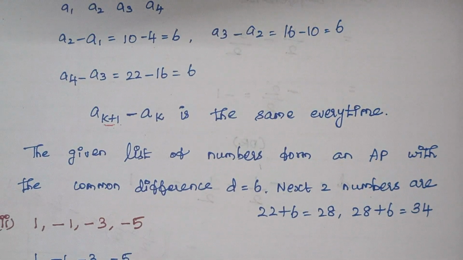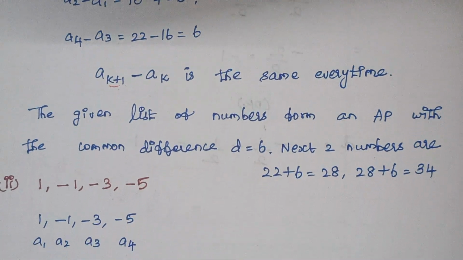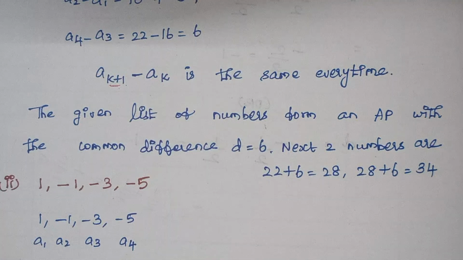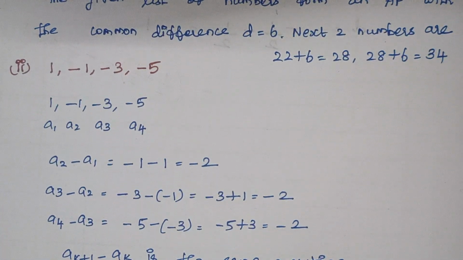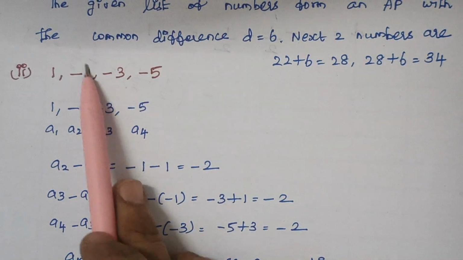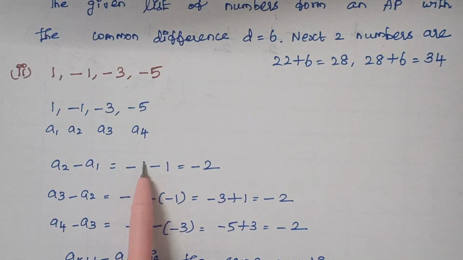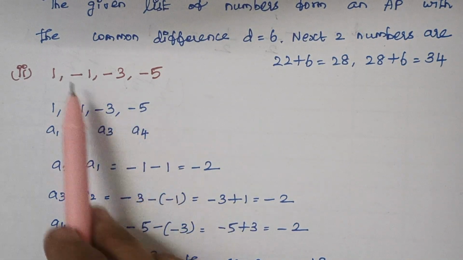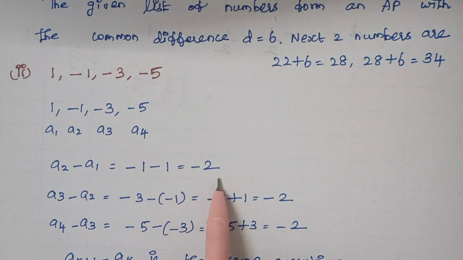Now the second problem, 1, minus 1, minus 3 and minus 5. Again name them as A1, A2, A3 and A4. So we are going to calculate the difference again. So difference between these two, A2 minus A1. So here it is minus 1 minus of what is the A1 term? It is 1. So minus 1 makes minus 2.